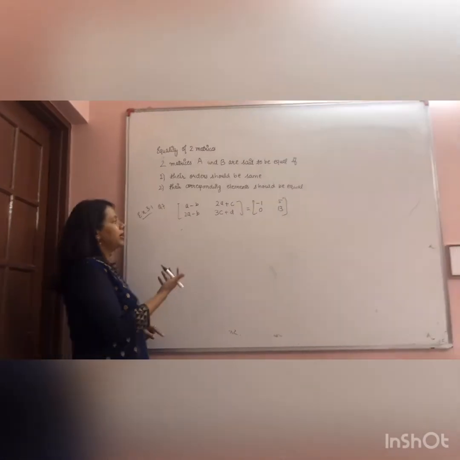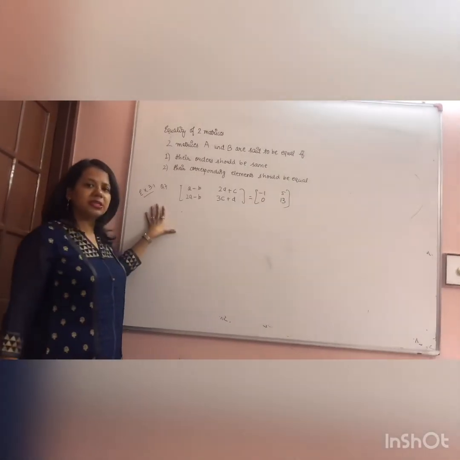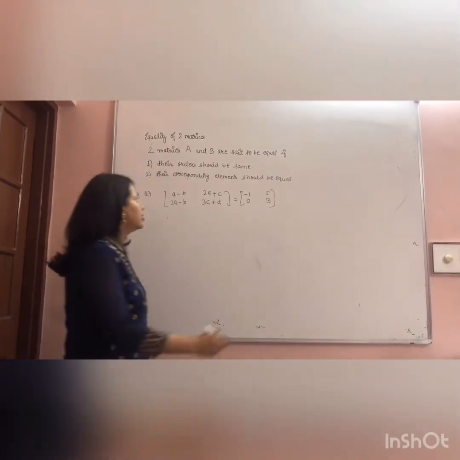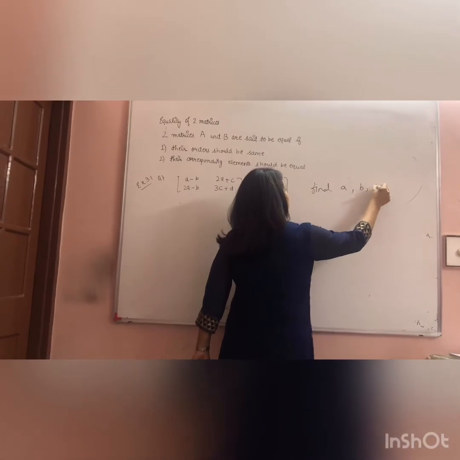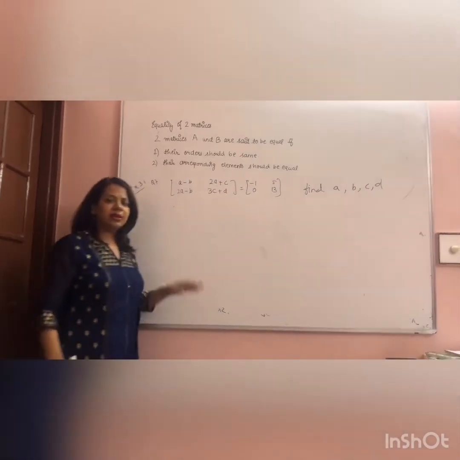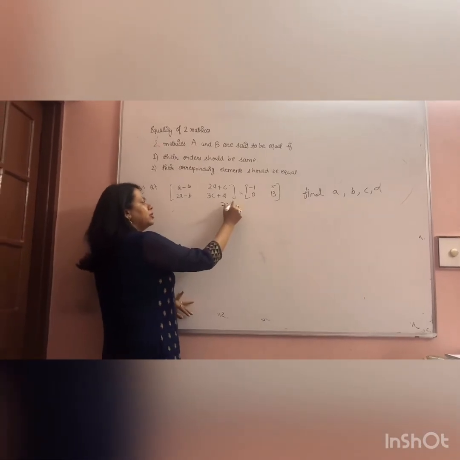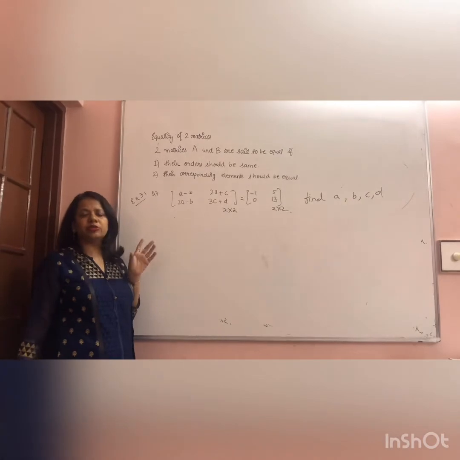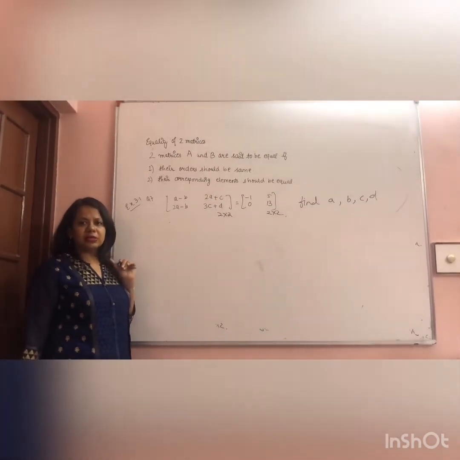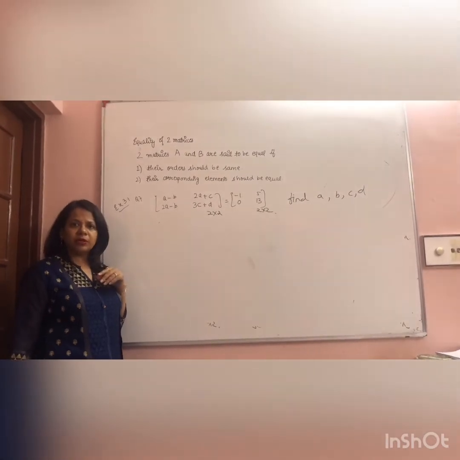Like for example, I take up a question and explain it to you. This is question 7 of exercise 3.1. Two matrices are given to me and I am supposed to find A, B, C and D. That is my question over here. So first of all, let's see their orders. This is a 2 into 2 and yes, this is also a 2 into 2 matrix. So their orders are the same over here. So what can I do? I can compare both the matrices.